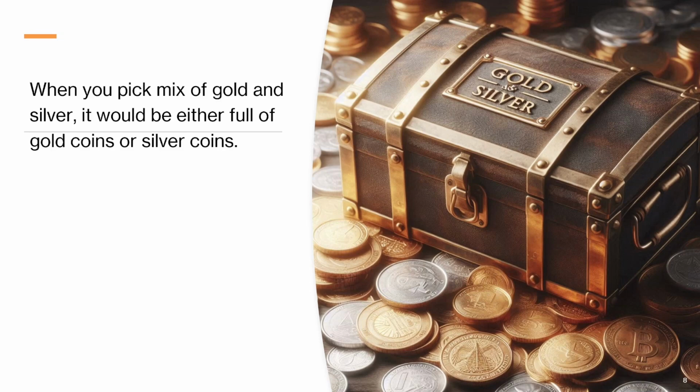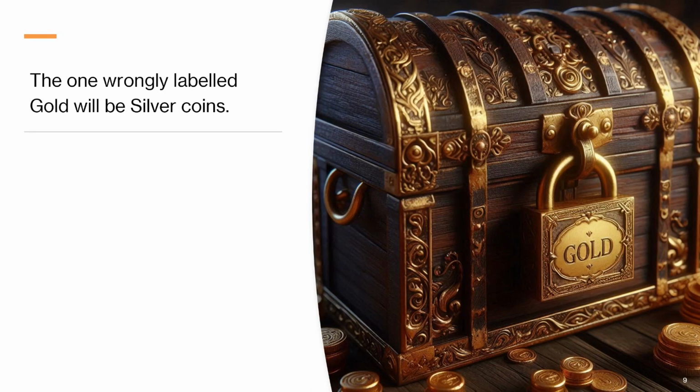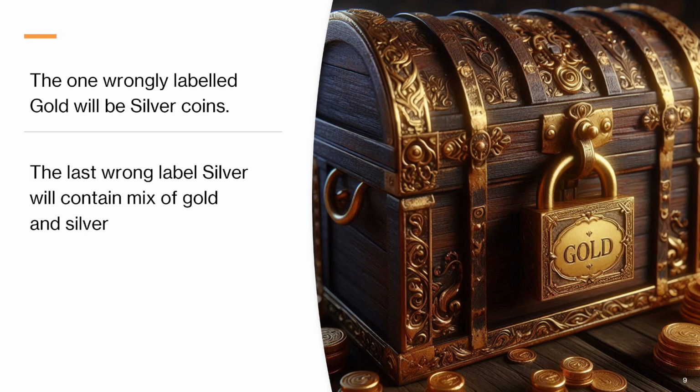So let's assume it contains full of gold coins, right? It could have been gold or silver. Let's just take a case that it contains a gold coin. You picked up a gold coin. Now what happens? How about the one which is wrongly labeled gold? Yeah, it will definitely not contain gold. It would definitely contain silver. Why? Because the one which is labeled as silver cannot contain the silver coin. So the one which is wrongly labeled as silver will definitely contain a mix of gold and silver.